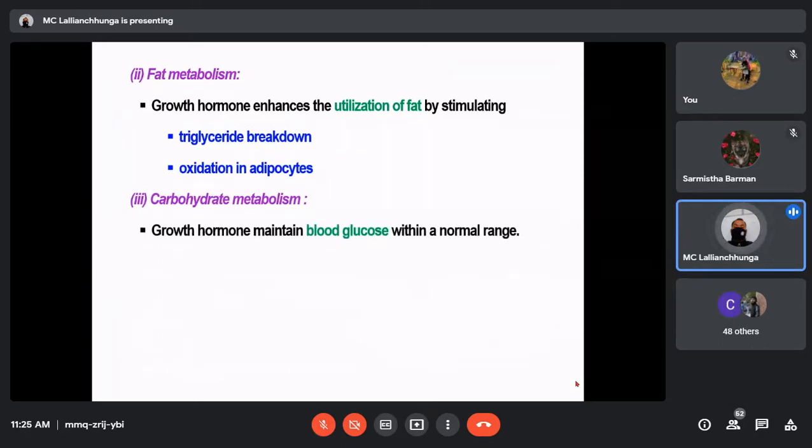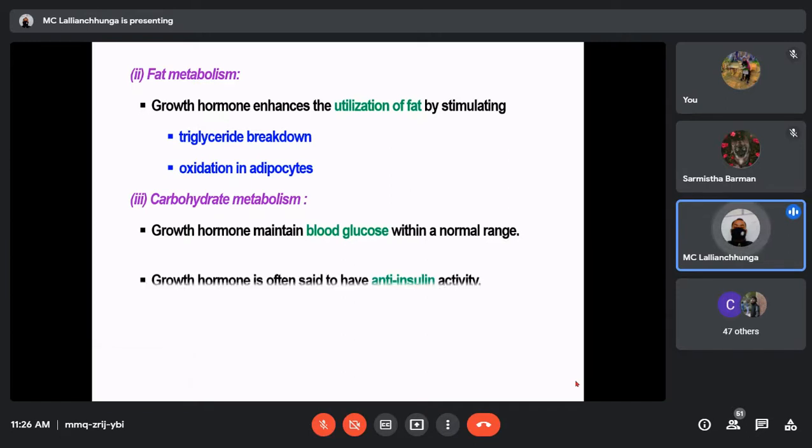Growth hormone maintains blood glucose within a normal range. So this is very important. The point is that growth hormone is related to blood glucose concentration, because growth hormone will try to increase blood glucose concentration, unlike insulin. Insulin is trying to decrease the blood glucose concentration. On the other hand, growth hormone will try to increase it. This is also important: sometimes the blood glucose concentration may be very low, so growth hormone will try to increase it. That is an important function.